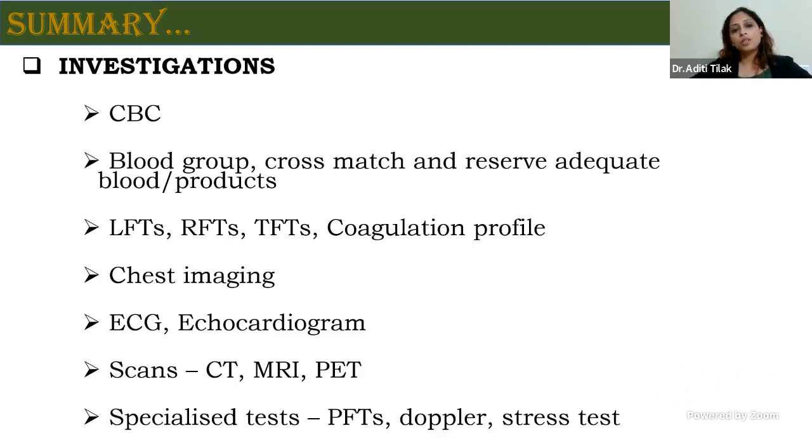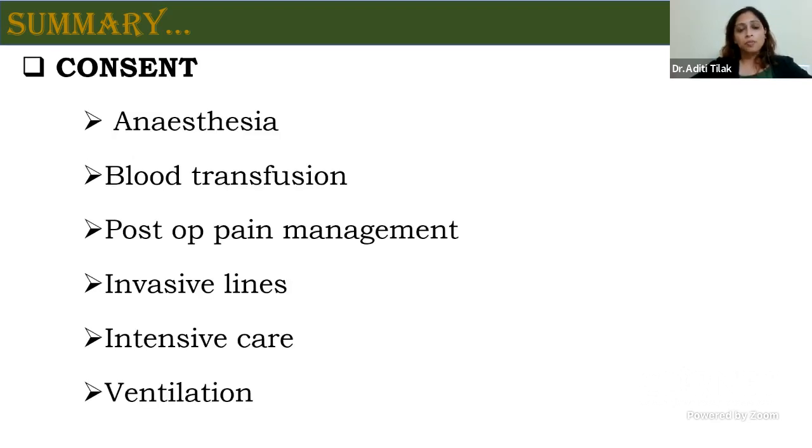Once we have all this information from the history, examination, and investigations, we want to take appropriate consents from the patient for anesthesia, make a plan for post-op pain management and explain it to them, take consents as needed for blood transfusion, invasive lines, intensive care, post-op ventilation, and any other advanced treatment that might be necessary in the perioperative period.